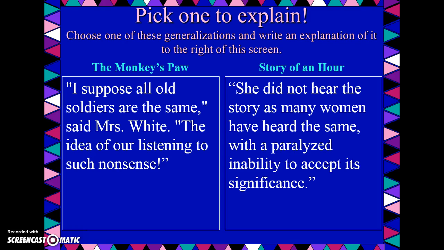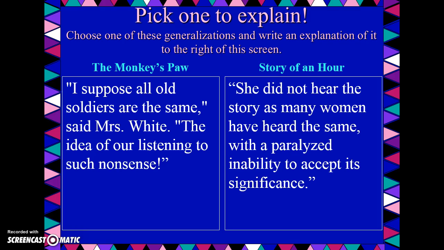So here's an example in reading. I promised you this. Choose one of these generalizations and write an explanation of it to the right of the screen. So these are from the two stories that we've read so far. The first one is from The Monkey's Paw. It's where Mrs. White says, "I suppose all old soldiers are the same," said Mrs. White. "The idea of our listening to such nonsense." What exactly is she supposing or assuming or trying to say in this quote?